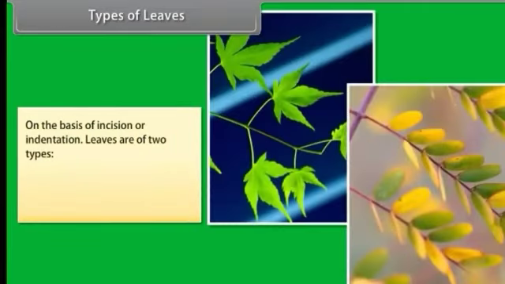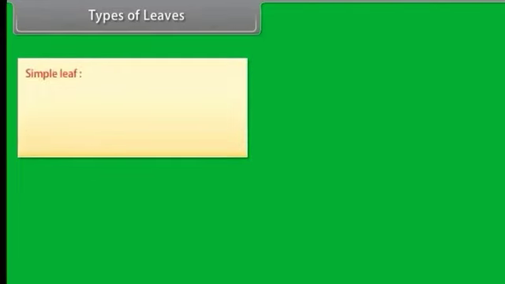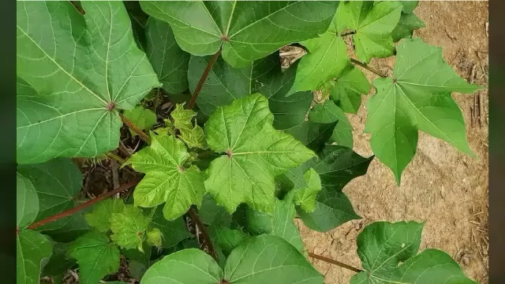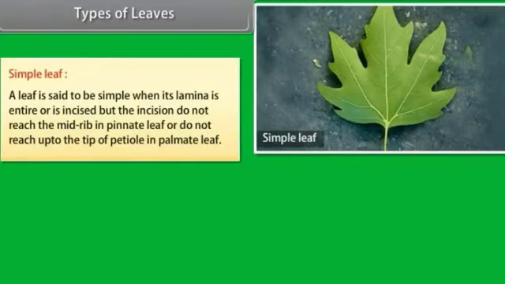And on the basis of cuts in the leaf margin, leaves are divided into simple and compound leaves. In a simple leaf, the leaf blade is simple and even if the lamina margin may have cuts, they are not deep enough to cut the leaf into leaflets. So simple leaf can be seen in cotton, prickly poppy and normal leaves like the hibiscus and so on.